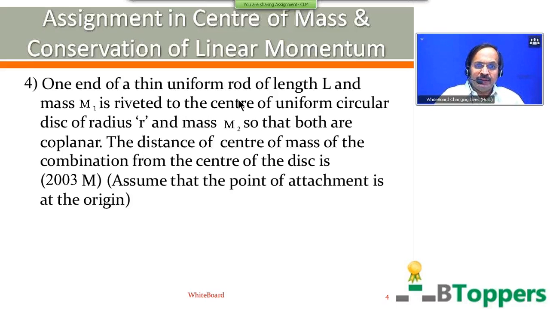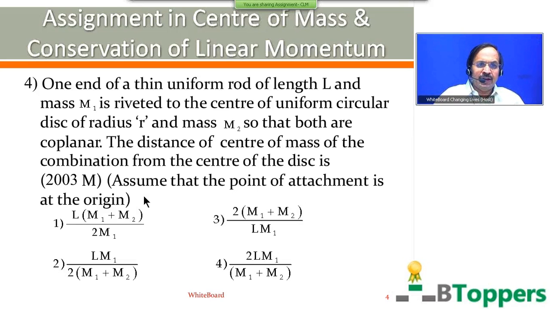One end of a thin uniform rod of length L and mass m1 is riveted to the center of a uniform circular disc of radius r and mass m2, so that both are coplanar. The distance of center of mass of the combination from center of the disc is, within bracket, you have assumed that the point of attachment is at the origin. Come on, try to answer this question.